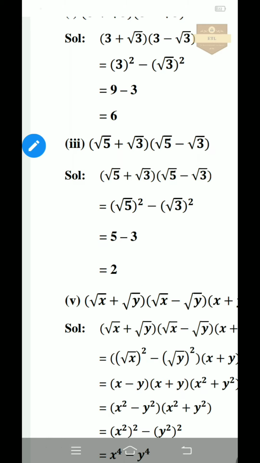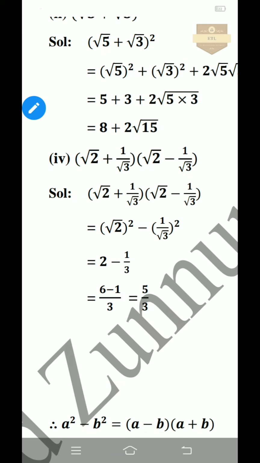Part number 3 is similar to part number 1, where we have to apply the formula of a square minus b square. So we can write under root 5 plus under root 3 into under root 5 minus under root 3 as under root 5 whole square minus under root 3 whole square. So this square will be cancelled with under root, and we have 5 minus 3, which is equal to 2.